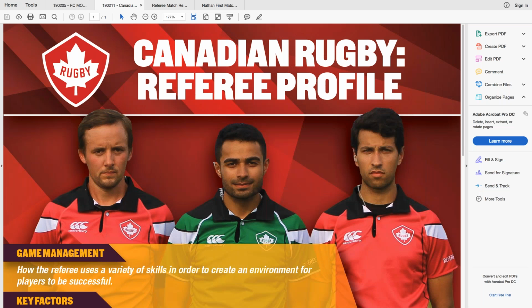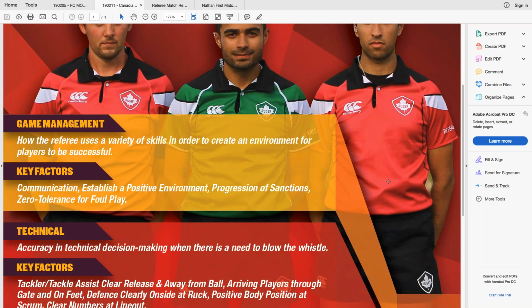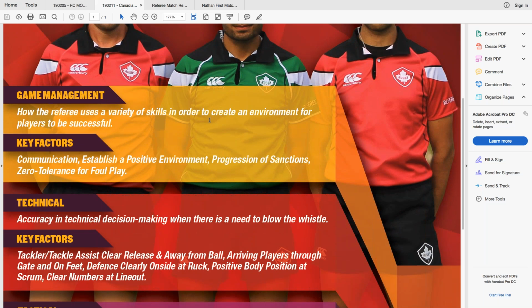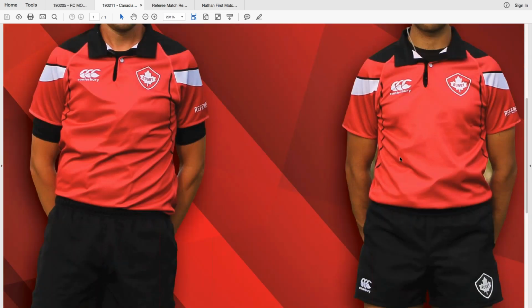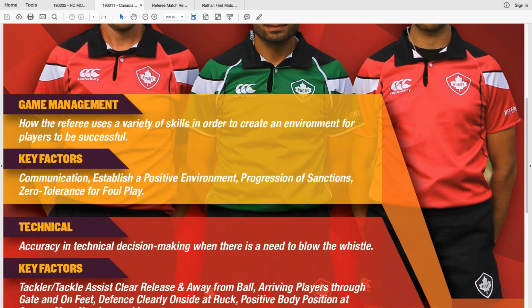All right, so our Rugby Canada referee profile. What we looked at was 3 kind of pillars of refereeing, game management being the first, the technical aspects of decision-making being the second, and then, of course, the tactical factors of decision-making being the third. I apologize for that. It's a little bit slow to load.